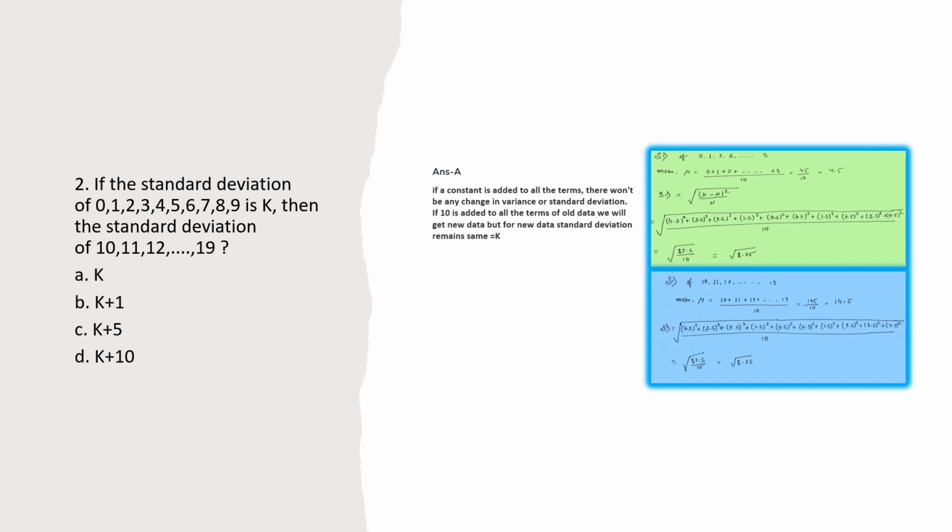If 10 is added to all the terms of the old data, we will get new data, but for the new data the standard deviation remains the same as k. Here you can see I have added two screenshots: I have calculated the standard deviation for 0 to 9 first, and also after adding 10, and there is no change in the standard deviation. Here you can see it is root under 8.25. So the answer will be A here. We will move to the next question.